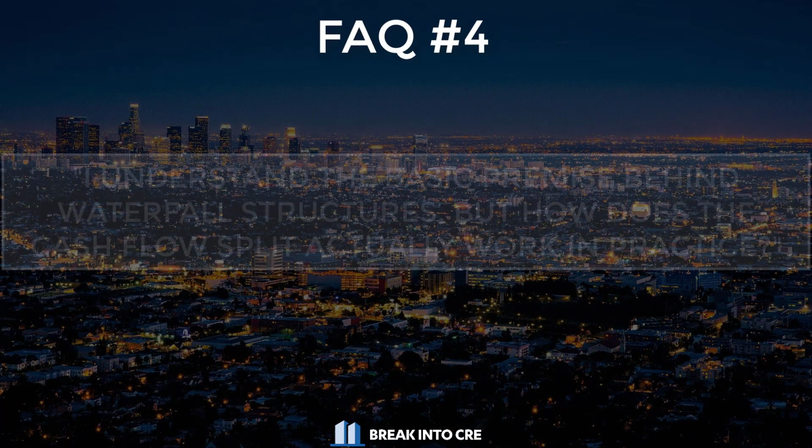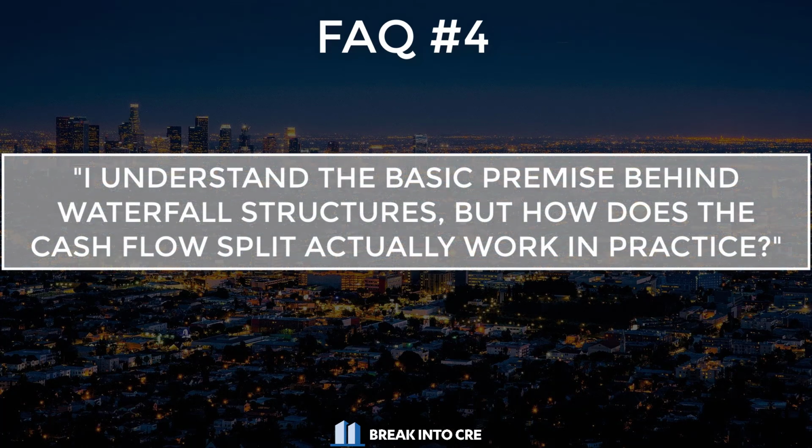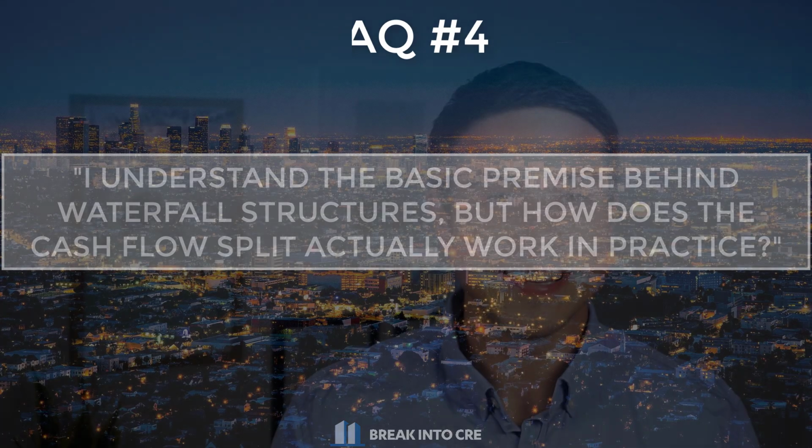And speaking of cash flow splits, the fourth question I'm commonly asked is some variation of, I understand the basic premise of waterfall structures, but how does the cash flow split actually work in practice? Now again, we talk about this in detail in the video I mentioned earlier on in this video, but essentially the math works out to the promoted interest being the percentage of cash flows distributed to the GP that would have otherwise been owed to the LP over a certain return hurdle.